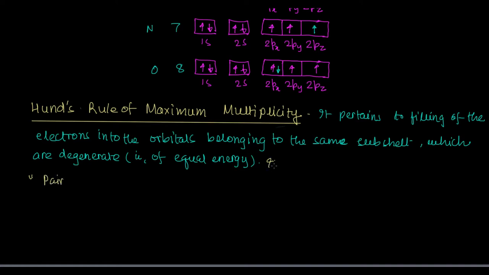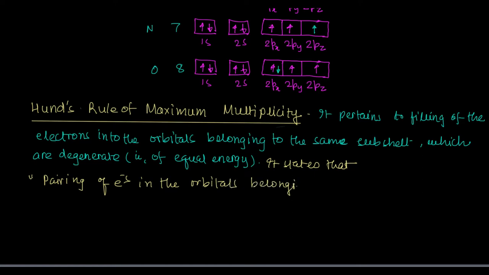It states that the pairing of electrons in the orbitals belonging to the same subshell P, D or F. We are not including S. Why? Because that subshell does not have a confusion, because it can only accommodate two and you're over. You do not have that confusion in S, so that's why it's dropped.